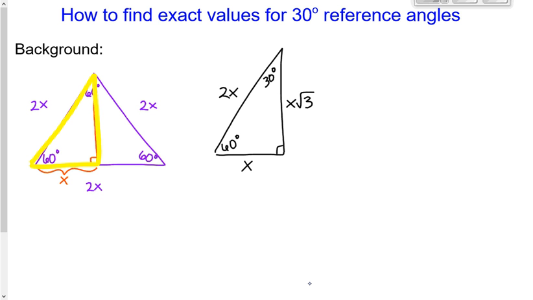So what we like to do, just to make things easier on ourselves, is let's imagine that x is 1. So if x is 1, then for the 30, 60, 90 triangle, we will have a short leg of length 1, a long leg of length square root 3, and a hypotenuse of length 2. I like to say the sides are 1, 2, square root 3. And that's going to be the basis for everything we're about to do.